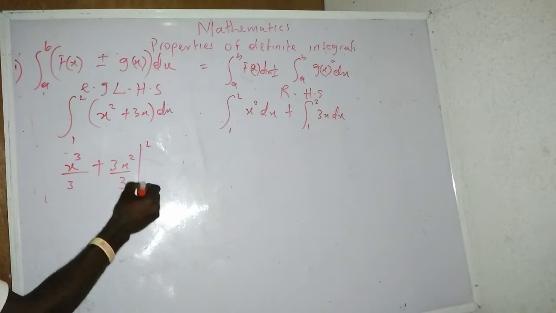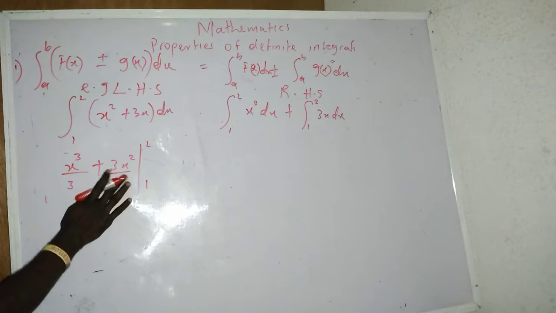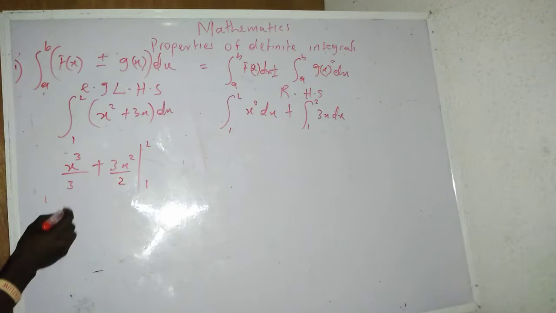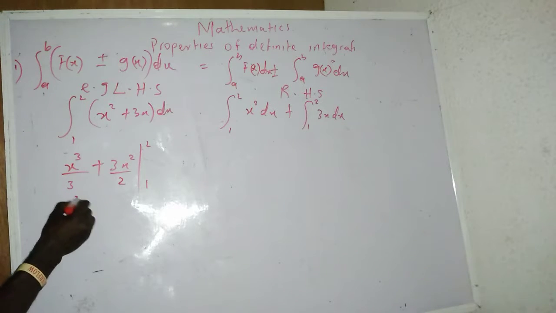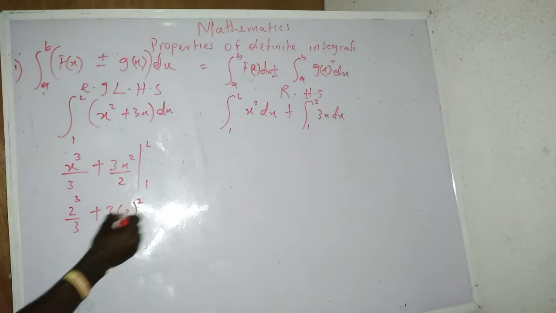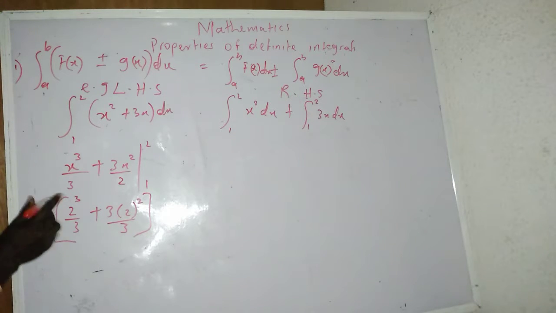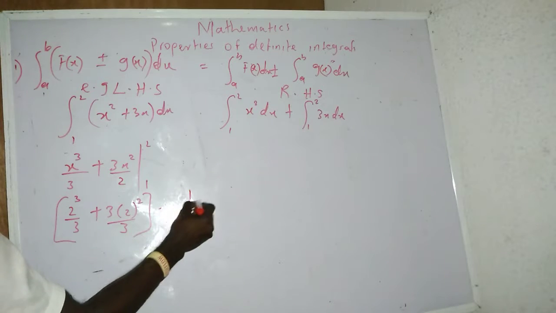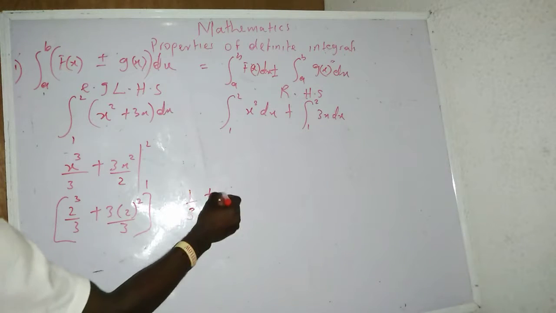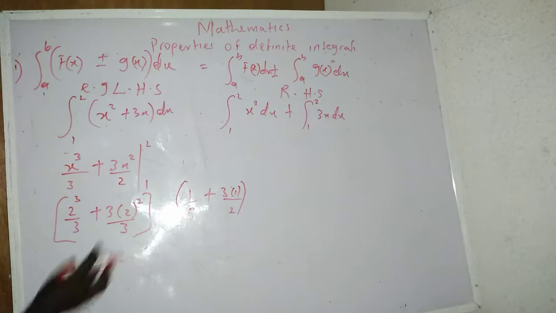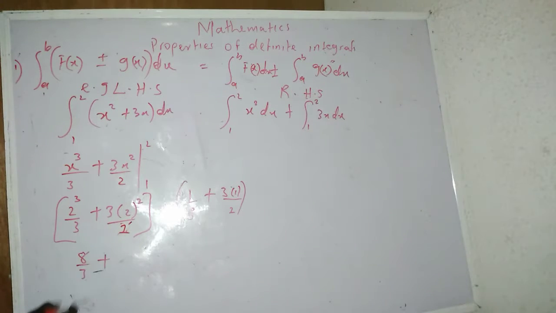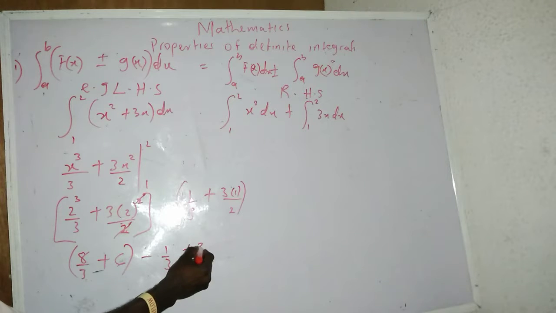Let me just use the limits 1 to 2. I will have all over 2. My upper limit in this case is 2 cubed all over 3 plus 3 bracket of 2 squared all over 2. That is the upper limit, minus the lower limit, which is 1 all over 3 plus 3 bracket of 1 all over 2. Now, upper and lower: I will have 8 all over 3 plus 3 times 4 over 2, which is 6. Minus 1 all over 3 plus 3 all over 2.